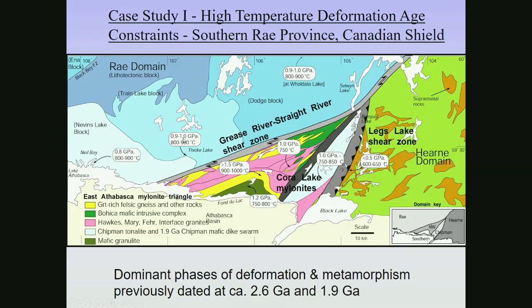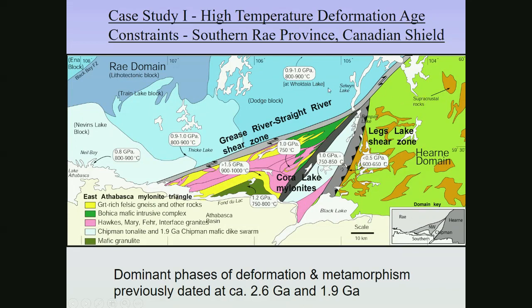You can see here very high pressures of 0.9 to 1 gigapascal and 800 to 900 degrees Celsius, so quite deep, quite hot rocks that are now at the surface. They were deformed and metamorphosed at least twice, once at 2.6 billion years ago and once at 1.9 billion years ago. On the other side here is the Hearne domain, much lower pressure rocks, 0.5 gigapascals, and only 600 to 650 degrees Celsius.